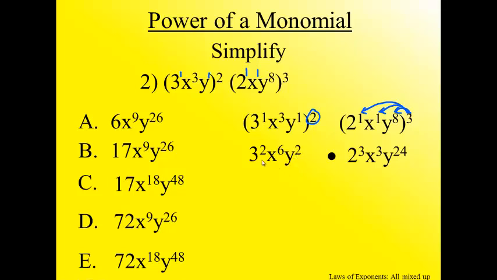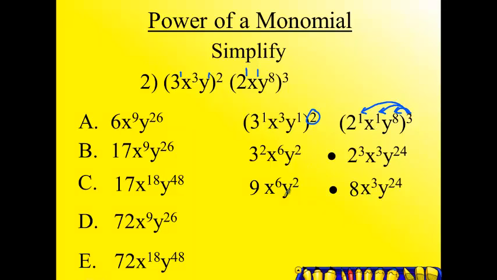Now let's simplify first our coefficients. 3 squared is 9. Bring down x6 and y2. 2 raised to 3 is 8. Bring down x3 and y24. Next, multiply 9 and 8. So just multiplying two regular numbers. 9 times 8 is equal to 72.